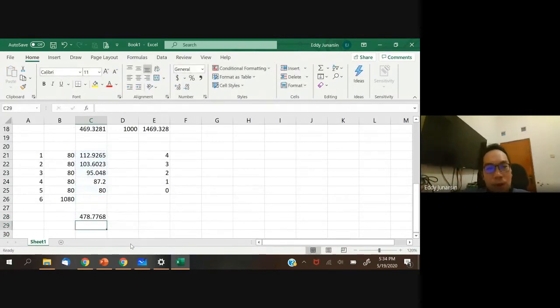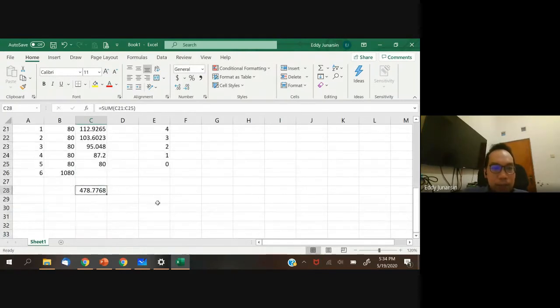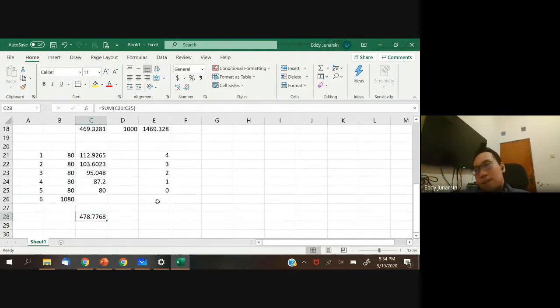And so now you see, compared to the previous case, it's 469, now 478. So better, right? In terms of the reinvestment proceeds and the original coupon incomes, we get a higher amount, 478. This is good news because of the higher reinvestment rate.